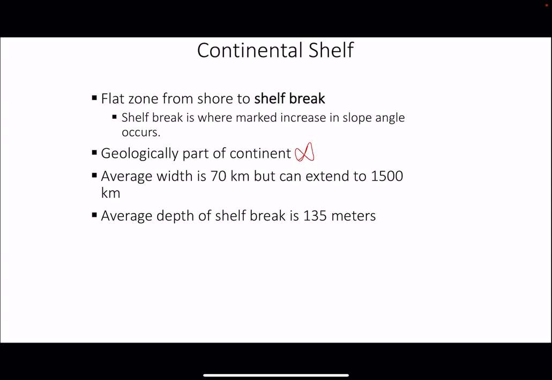On average, a continental shelf is about 70 kilometers. Some of them are really big, up to 1,500 kilometers. And the waters there are not that deep, about 135 meters on average.